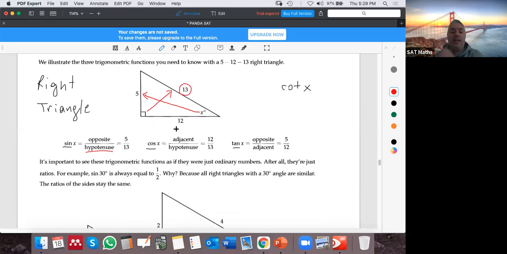Okay, and then cosine means adjacent over hypotenuse. So what is the adjacent side of x? x has two adjacent sides, this and this, but we know that this is the hypotenuse, so we have to use this one. So it is 12 over 13. Tangent means opposite over adjacent. So the opposite of x is 5, adjacent is 12. And cotangent is adjacent over opposite, which means cotangent will be 12 over 5.